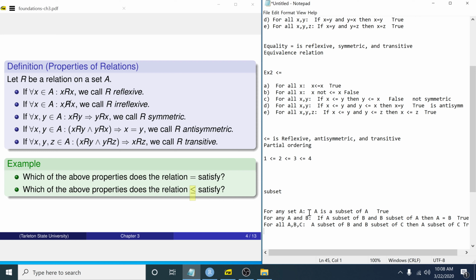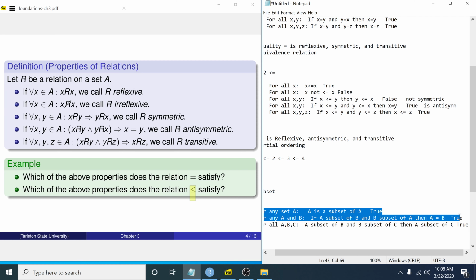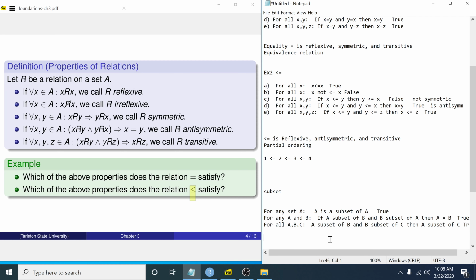So again, this tells us that subset is reflexive. The second condition says that it's an antisymmetric relation, and this third condition says that it is a transitive relation. And therefore, subset is reflexive, antisymmetric, and transitive. And therefore, the subset relation is a partial ordering.